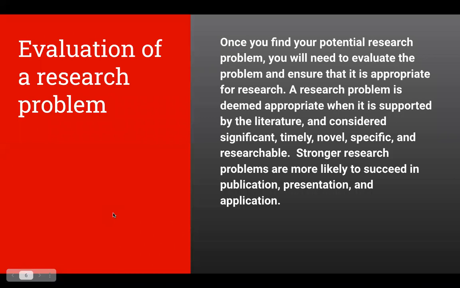Now, evaluation of a research problem. I found out the sources. Once I find a potential research problem, I need to find out if it is worth the research or not. ठीक है? Research करने लायक problem है क्या? And if yes, I'm talking more about the academic research here. ठीक है? And the research problem is going to be appropriate only when I have a proper review of literature.